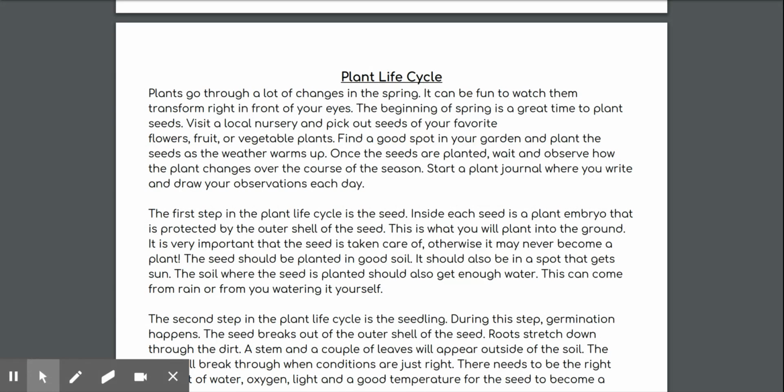Plants go through a lot of changes in the spring. It can be fun to watch them transform right in front of your eyes. The beginning of spring is a great time to plant seeds. Visit a local nursery and pick out seeds of your favorite flowers, fruit, or vegetable plants. Find a good spot in your garden and plant the seeds as the weather warms up. Once the seeds are planted, wait and observe how the plant changes over the course of the season. Start a plant journal where you write and draw your observations each day.